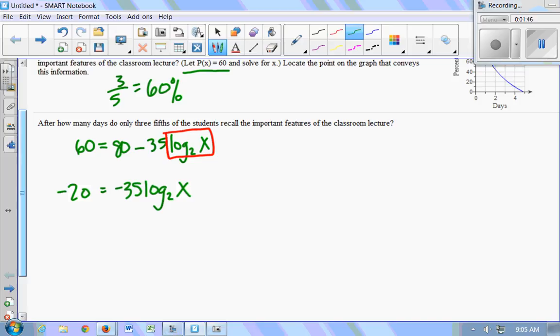All right, so if I want to isolate this log base 2 of x, what should I do next? You got it. Okay, so I have log base 2 of x equals 20 over 35, that's going to reduce to 4 over 7.